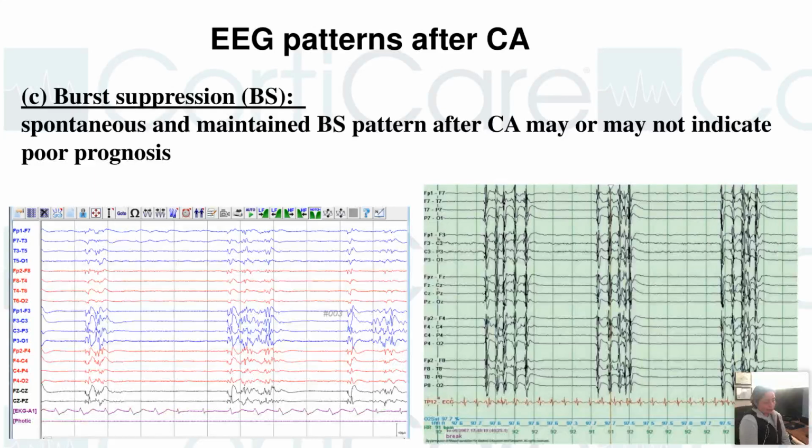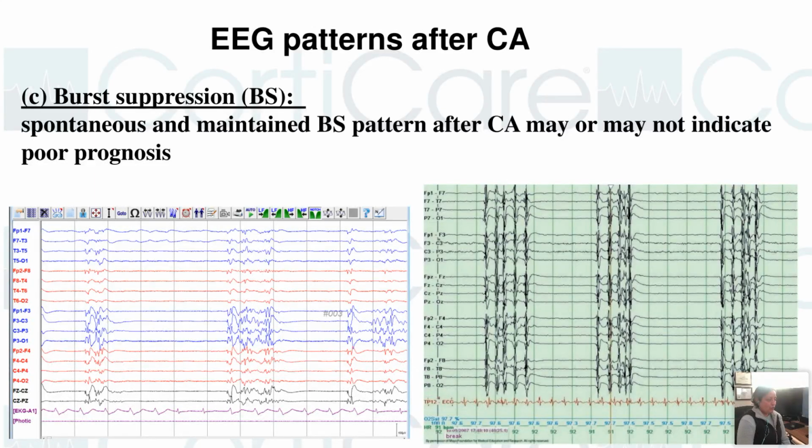Okay, burst suppression. So you have 2 different types of burst in the burst suppression images here. The burst suppression may or may not indicate poor prognosis. Based on the morphology of the burst, we can say if the patient is going to come out, will recover, or the patient may have high mortality and may not recover after we see this pattern.